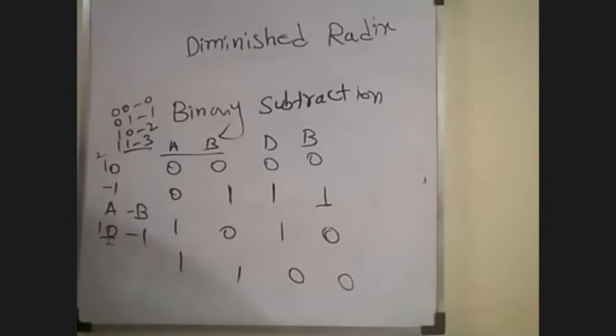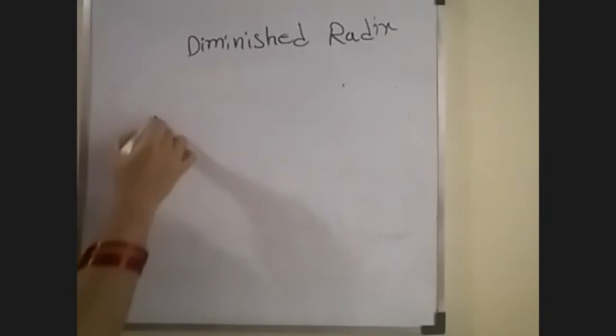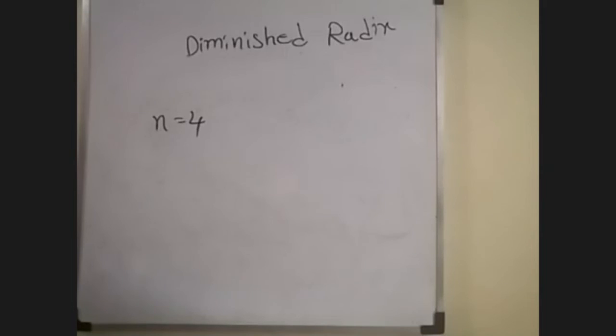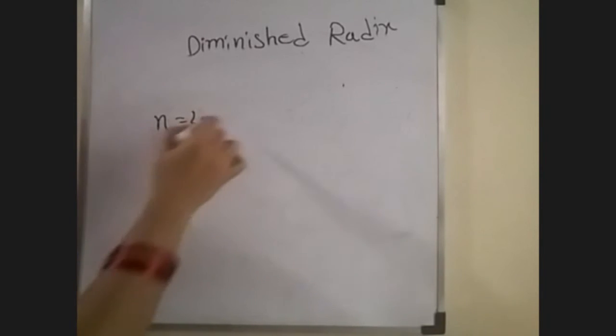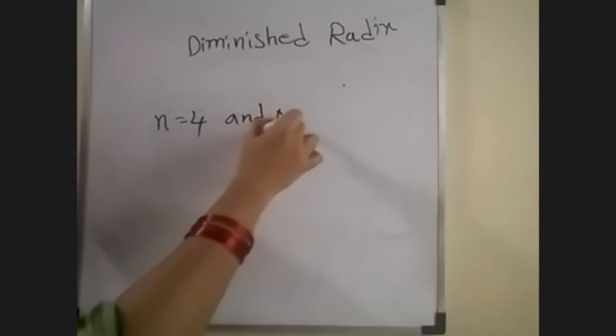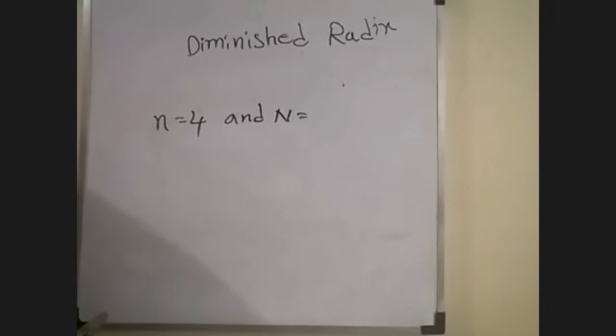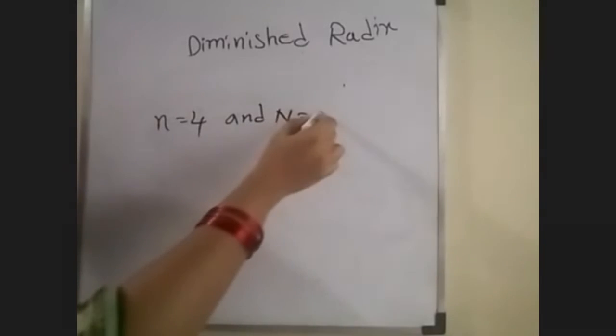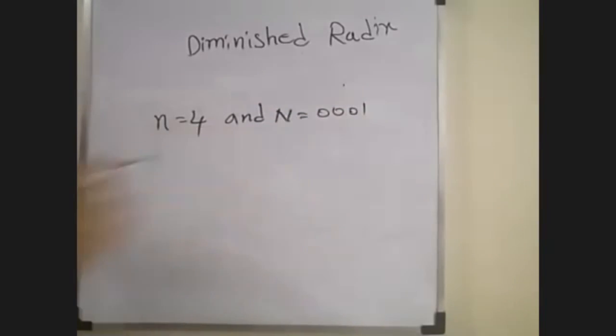Okay, so next we will discuss the ones complement now. If n is equal to 4, and the number is equal to 0001. Okay, then what is the value now?